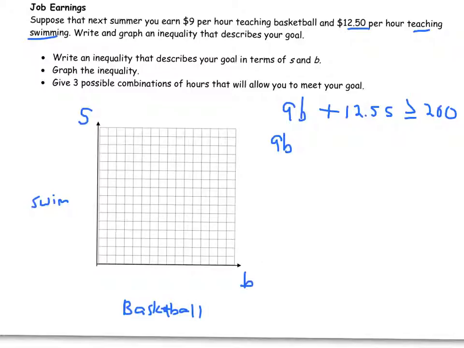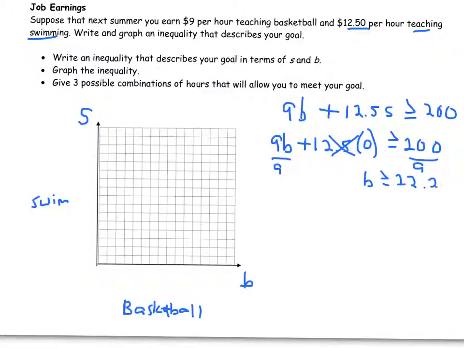All right, so we're going to let S be 0 to find my B intercept. So 9B plus 12.5 times 0 is greater than or equal to 200. And when I solve that, I have to divide by 9 on both sides. So I get B is greater than or equal to 22.2 repeating. So I'm just going to do 22.2. So my intercept here would be 22.2 and then 0. So that's what B is.